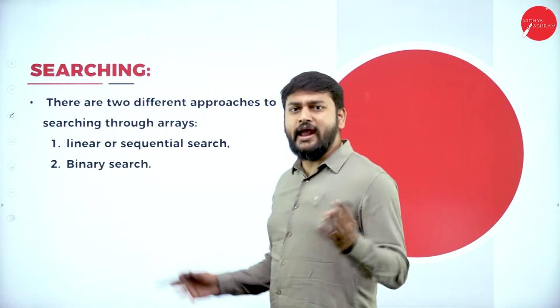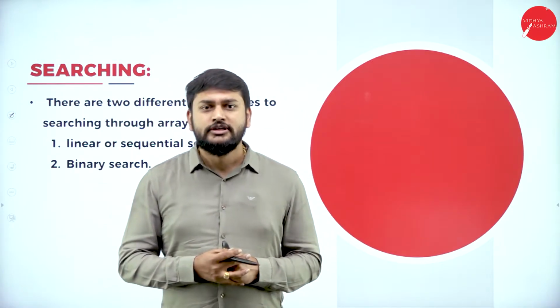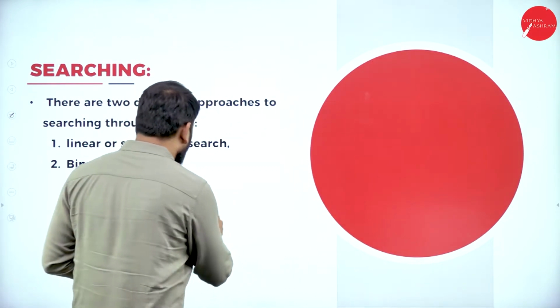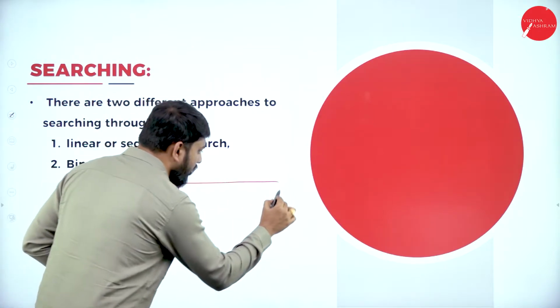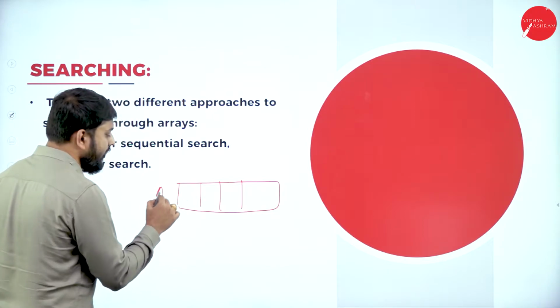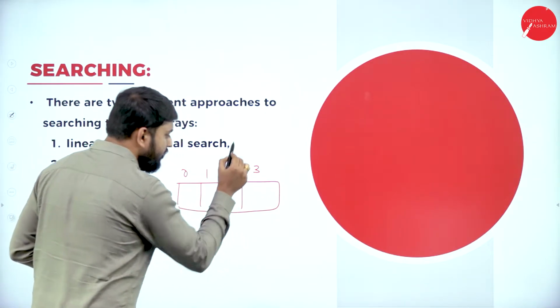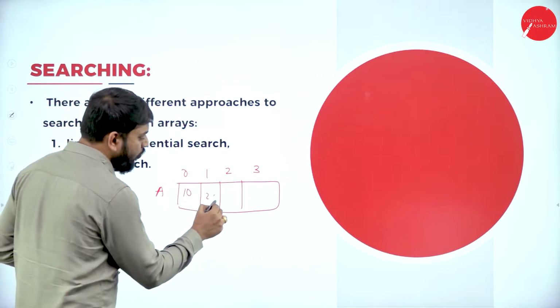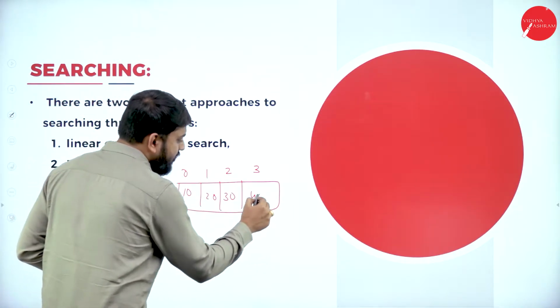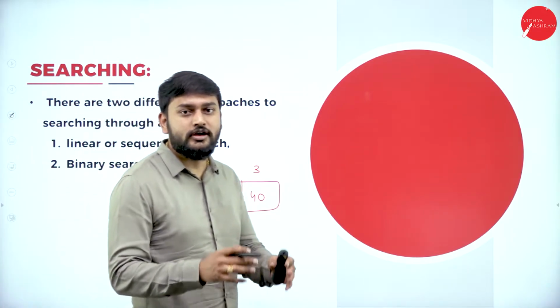Searching. So we have the topic called searching. What exactly is searching all about? Say for example, we have already discussed something called arrays. This is what we have discussed, right? So this is an array, all right? So the name of the array is A, with indices 0, 1, 2, 3. Do I have more than one element inside the array? Yes, of course, I have 4 elements inside the array. That is 10, 20, 30, 40.